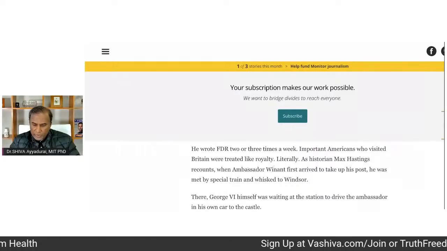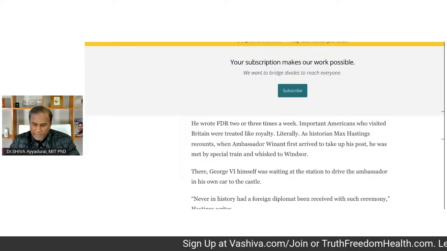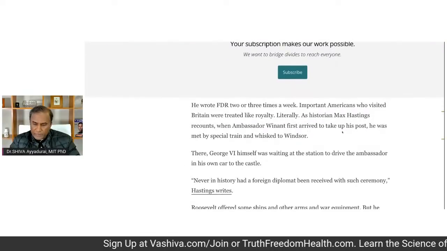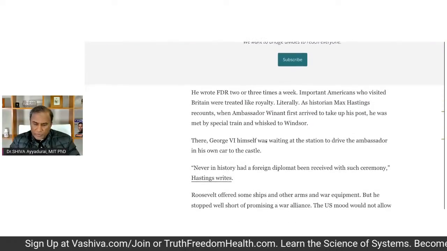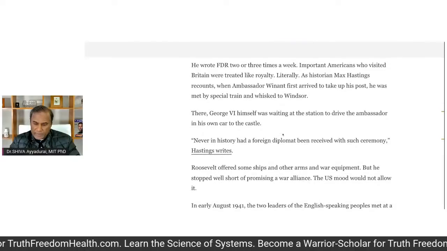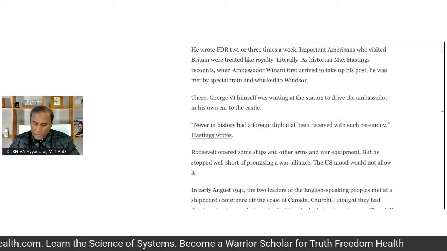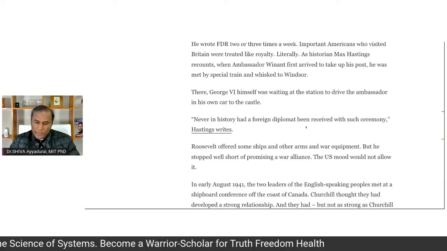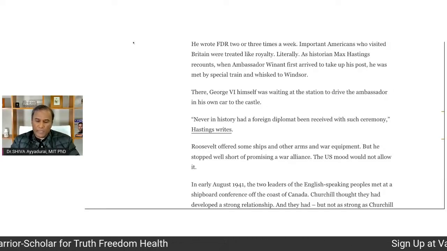Britain was treated like, literally, as historian Max Hastings said, when Ambassador Winant first arrived to make his post, he was met by a special train and whisked to Windsor. So there, George VI himself was waiting at the station to drive the ambassador in his own car. Never in history had a foreign diplomat been received with such ceremony. So what was happening was the British crown, the king, and Churchill were really wooing the U.S. ambassadors, treating them like royalty.